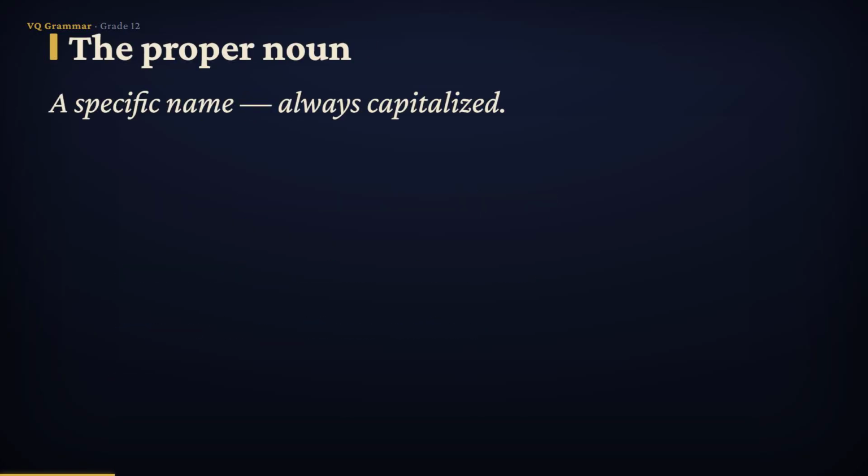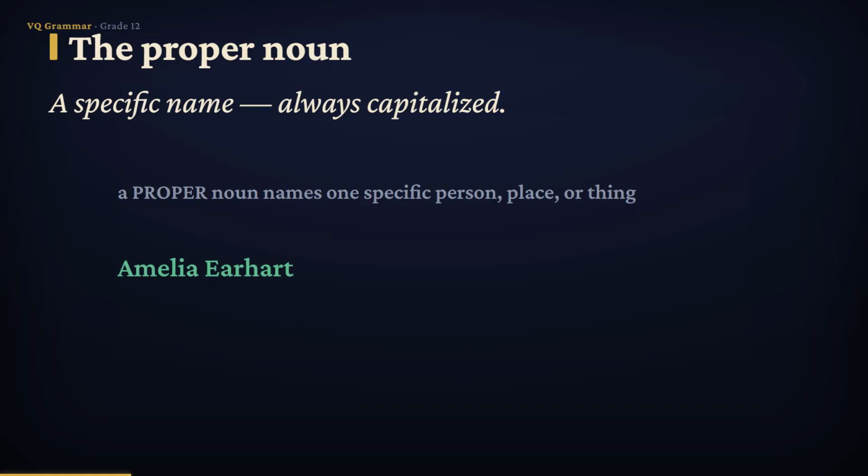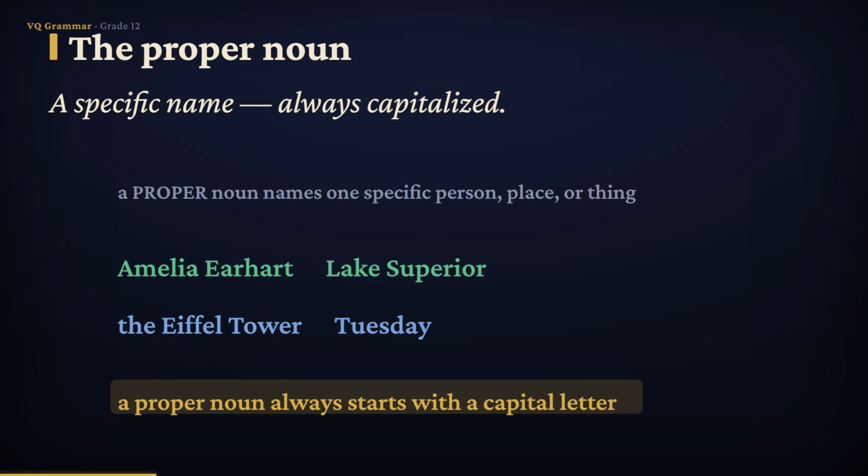Let's look closely at the proper noun. A proper noun names one specific person, place, or thing, not a type, but the actual, one-of-a-kind item. Amelia Earhart, not just any pilot. Lake Superior, not just any lake. The Eiffel Tower. Tuesday. And here is the rule that never changes. A proper noun always begins with a capital letter, no matter where it sits in the sentence. That capital is the signal that you're pointing at one particular thing and calling it by name.